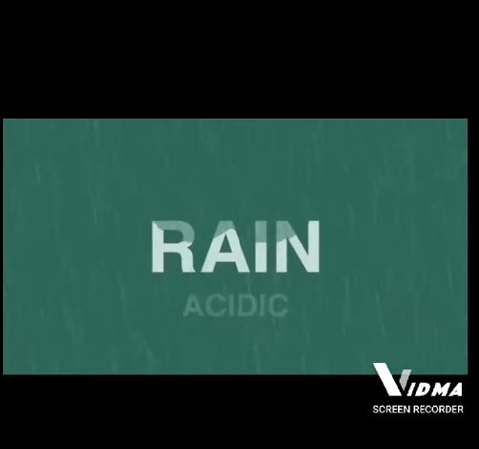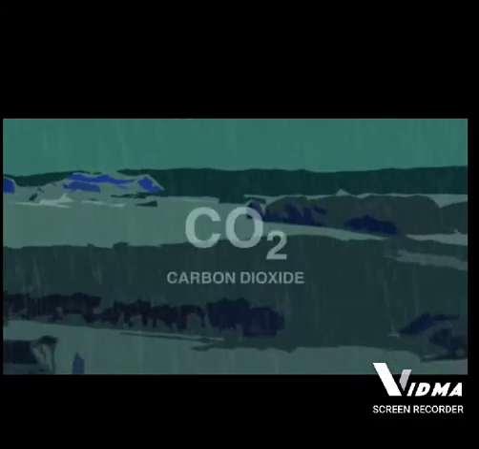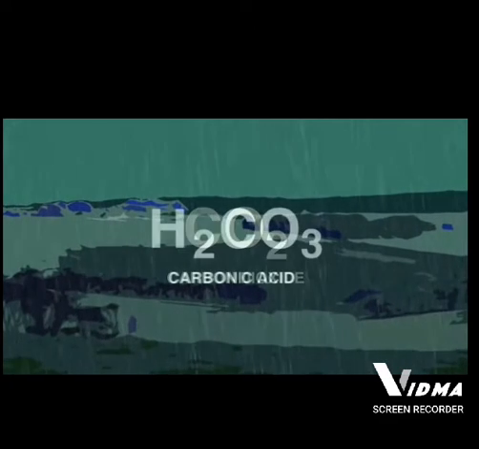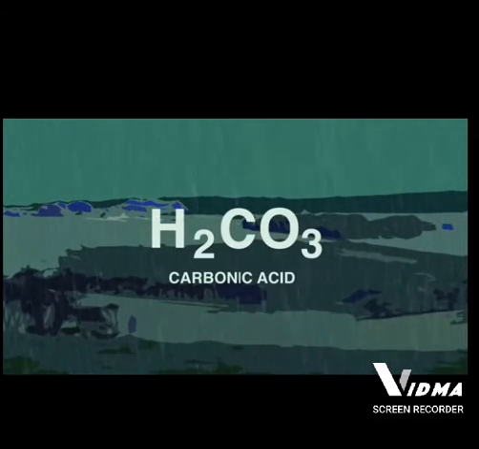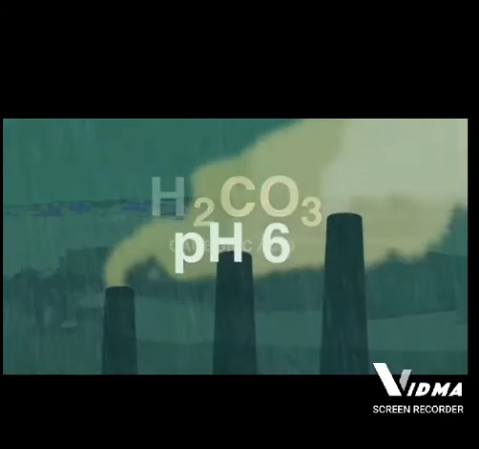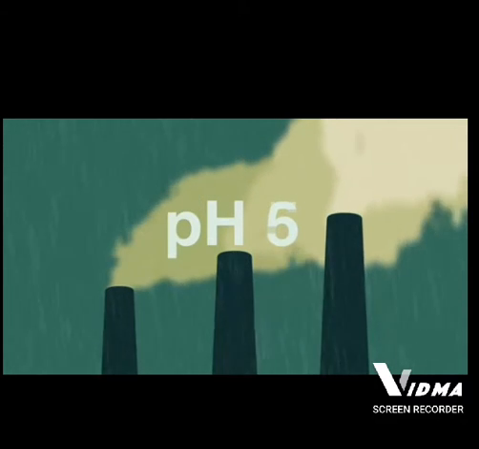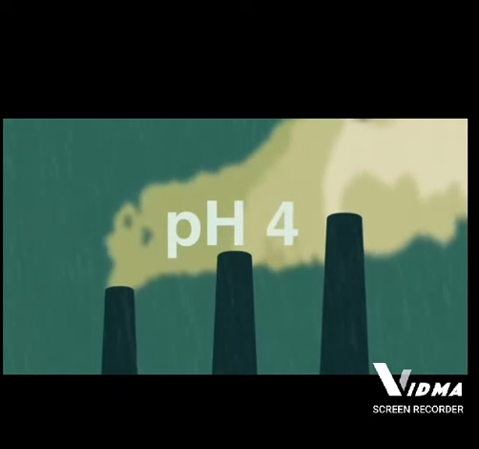Firstly, it's important to understand that rain is naturally slightly acidic. Whilst falling to the ground, the rain dissolves carbon dioxide from the atmosphere to form carbonic acid, a weak acid giving natural rain a pH of 6. It's when we burn fossil fuels that much stronger acids get into our rain, pH as low as 3.